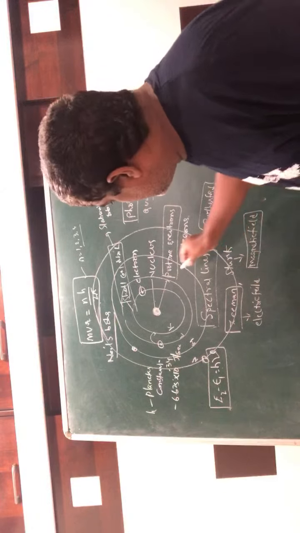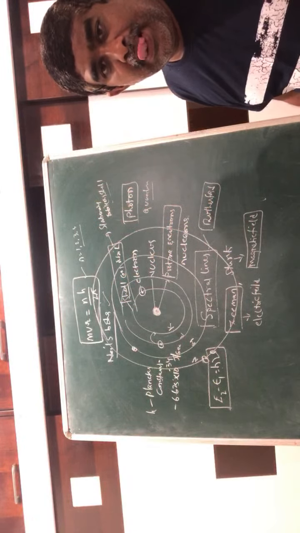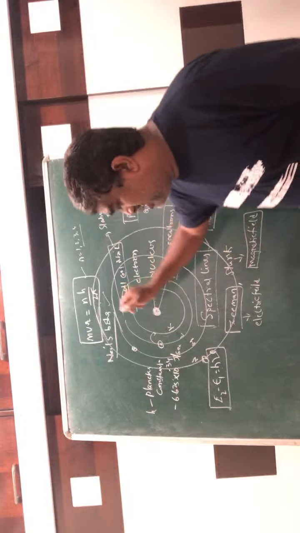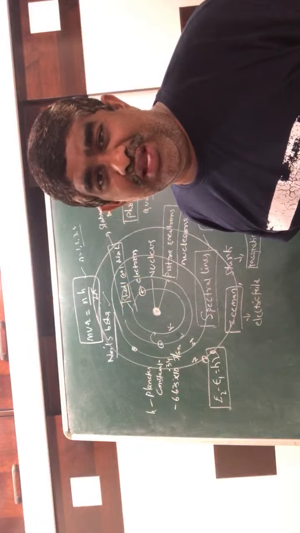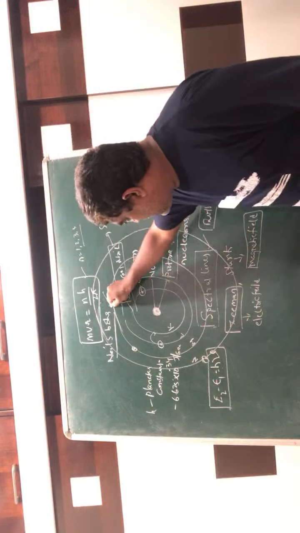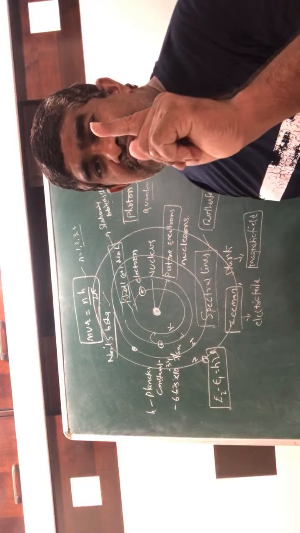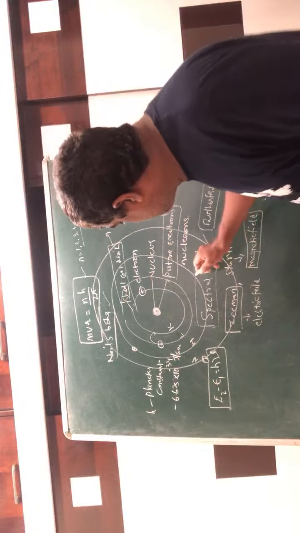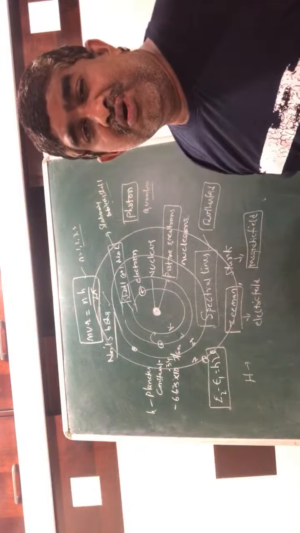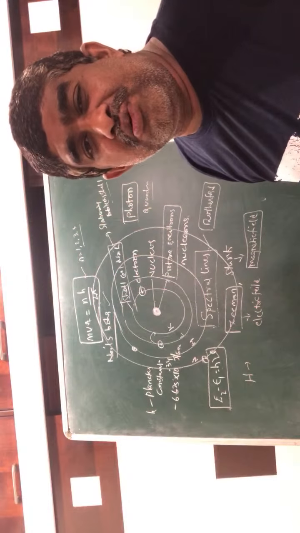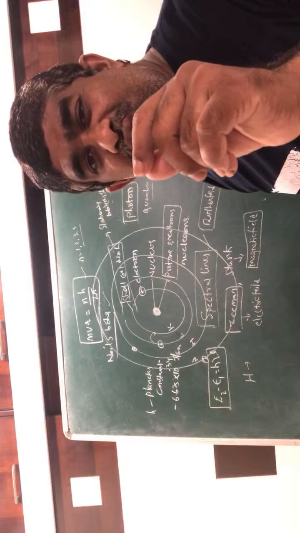Understood? So that is the theory given by Niels Bohr to the defects of Rutherford. Okay, but he also failed. Niels Bohr also failed. How? Where did he fail? Niels Bohr was able to explain the spectral lines only for an atom containing only one electron. That means he could explain the spectral lines only for the hydrogen atom. He cannot explain atoms containing more than one electron.